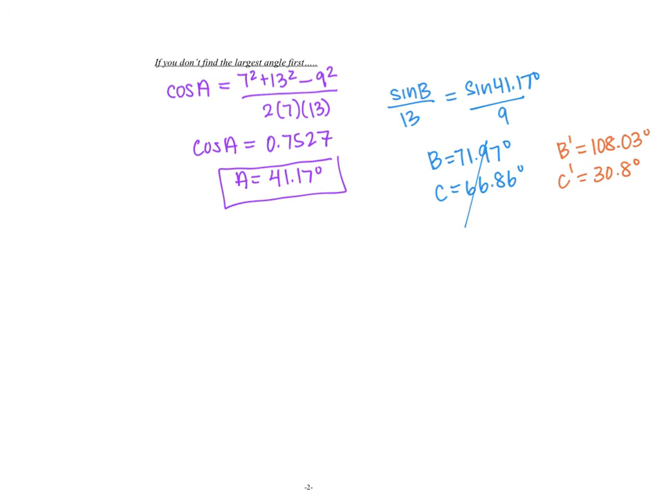Let me check and see if my alternate answer worked. For now I have A is 41, B prime 108, C prime 30.8. B should be opposite the largest side, which it is. C prime is the smallest angle, and it should be opposite the smallest side, and the medium angle is across from the medium side, which is how I know that this answer is valid. And of course, if I had found the largest angle first, I wouldn't have had to go through that whole process.